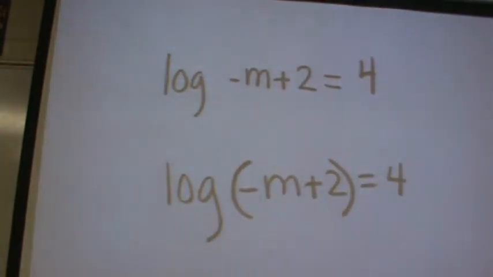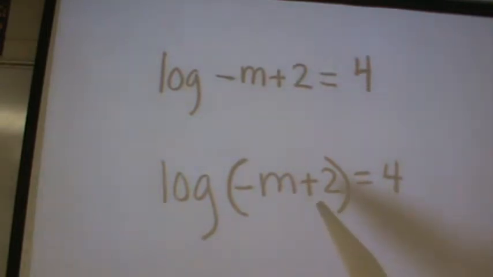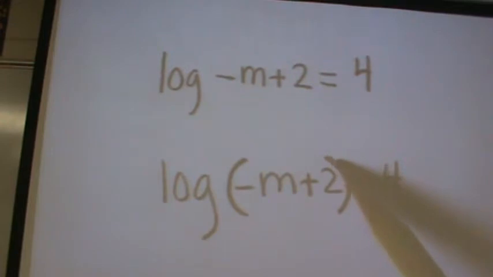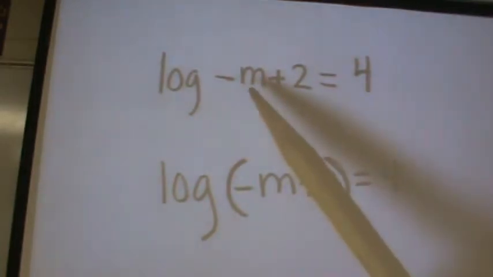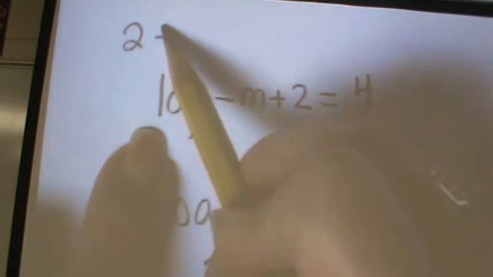What's different? I want you to compare and contrast. Do you see something different? The negative m belongs to the log. The first one, do you see a parenthesis here? Do you see a parenthesis here? No. This problem is the same as 2 plus.